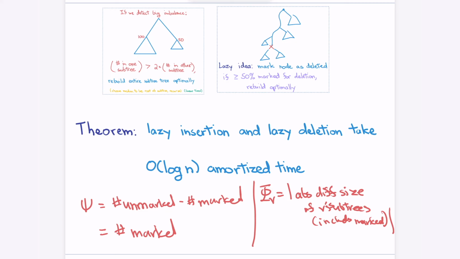And then now you move on to the deletion. When you clean everything up, you know, certainly half the tree is marked for deletion. So it'll be easy to pay for rebuilding the whole thing. And as you rebuild the whole thing, as you clean things up, you get perfect balance everywhere. So all those other potentials will not increase.